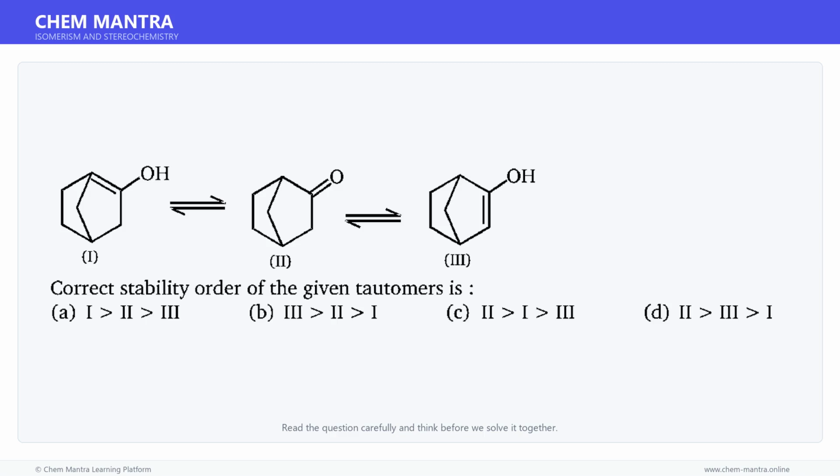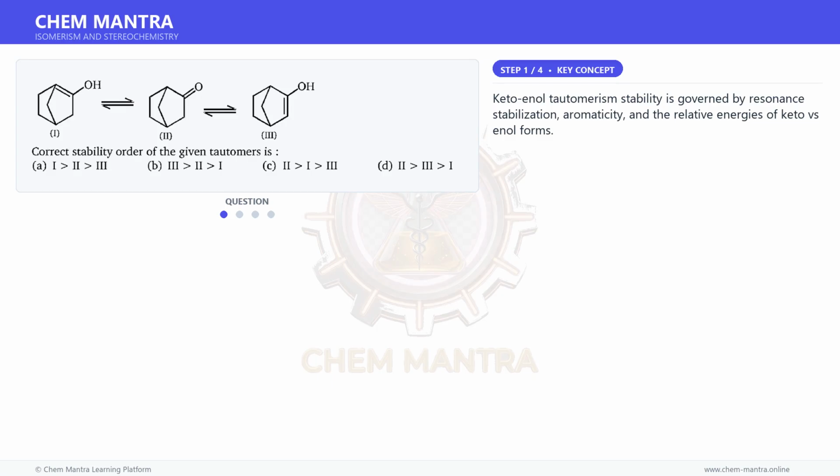Here is a question. Read it carefully and think about the answer. Let us solve it step by step. Let us first understand the key concept here. Keto-enol tautomerism stability is governed by resonance stabilization, aromaticity, and the relative energies of keto versus enol forms.